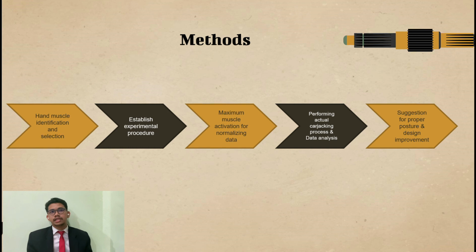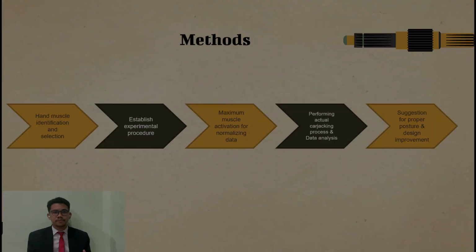After that, we establish the experimental procedure, where we will explain the process of the experiment to the participant. We will instruct the participant to maximize the muscle activation for normalizing data. Consequently, the participant will perform the actual carjacking process and the data analysis. For the final step, we will ask the participants for suggestions for a proper posture and design improvement.